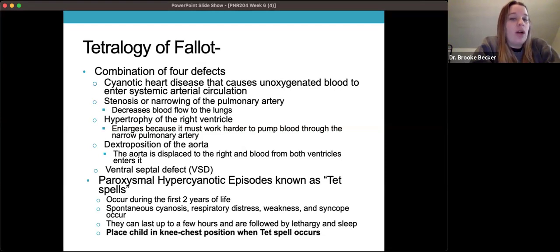Dextroposition of the aorta is the same thing as overriding aorta. Okay, so when you see dextroposition of aorta, that just means that the aorta is positioned to take blood from both the right and the left ventricle instead of only the left ventricle like it should.